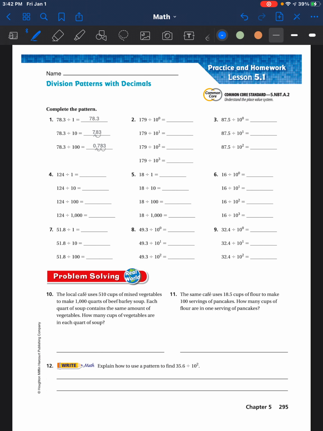Okay, so let's look at our homework. Our homework is going to be on page 295. And of course, 1 is already done for you. You're going to be working on problems 2 through 11. You will not have to do 12.